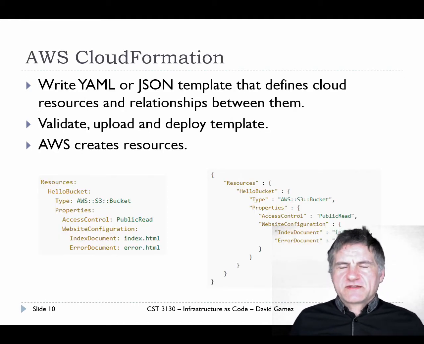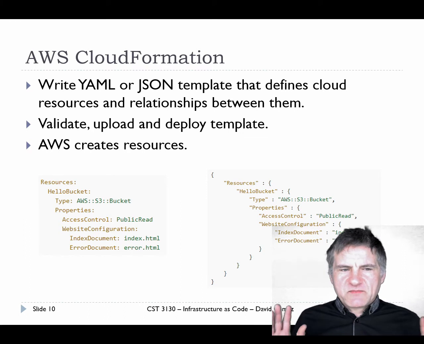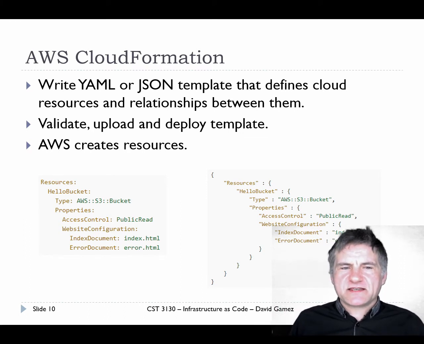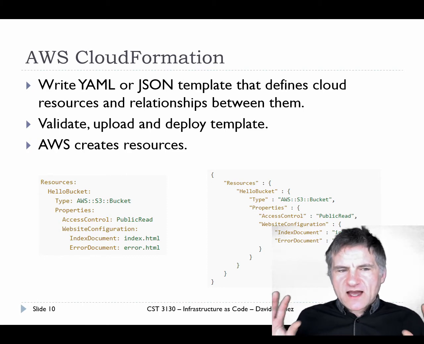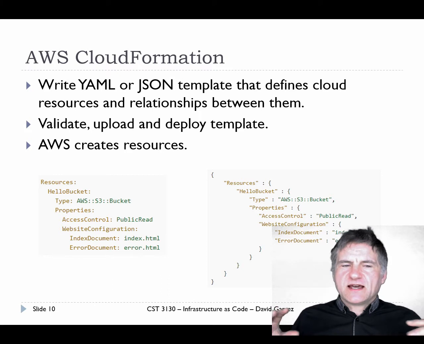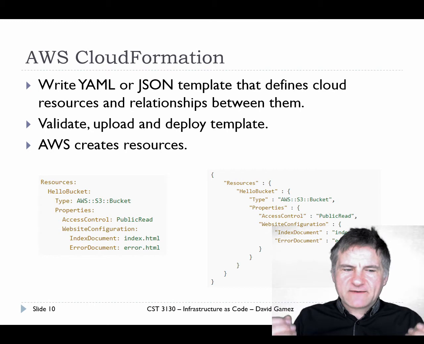So within AWS at least, and possibly there are similar things within Google and Azure, I'm not familiar with these frameworks, so I can't comment on that. But within AWS, the backbone to configuring your cloud is this CloudFormation tool that AWS has produced. So AWS CloudFormation allows you to write YAML or JSON templates that define the cloud resources and the relationships between them and so on. You can then validate that template and then deploy it, and then it's deployed as what's called a stack.